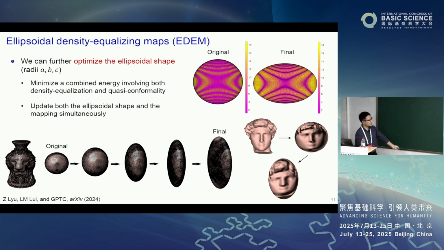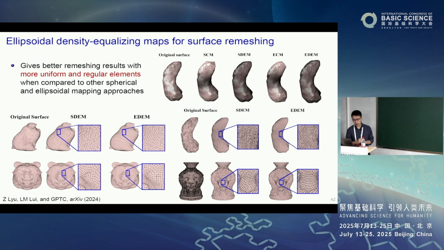And the effect is that even if we start with just a sphere and we define some kind of density on that, the final result will be a naturally stretched sphere, turned into an ellipsoid based on the prescribed density. If we just start with a sphere as the initial shape for this lion surface, then eventually it will evolve to a final shape that is a more stretched ellipsoid. That gives us a way to optimize the shape itself so that we don't have to define it ourselves. And for the EDEM approach, we can also use it for surface remeshing.